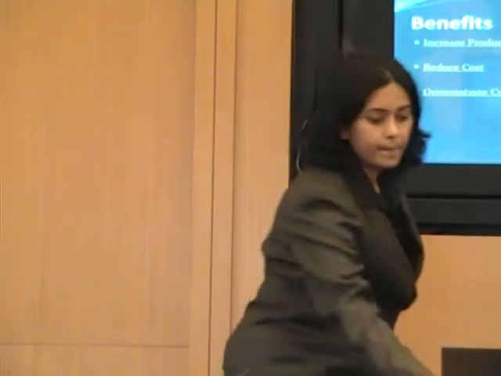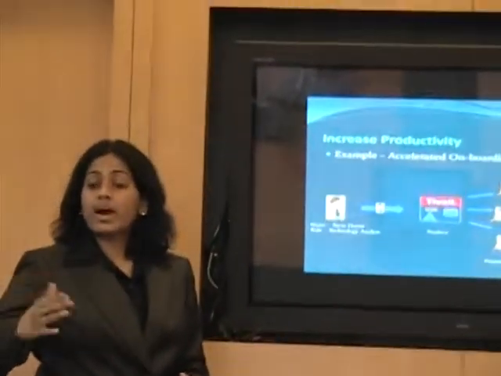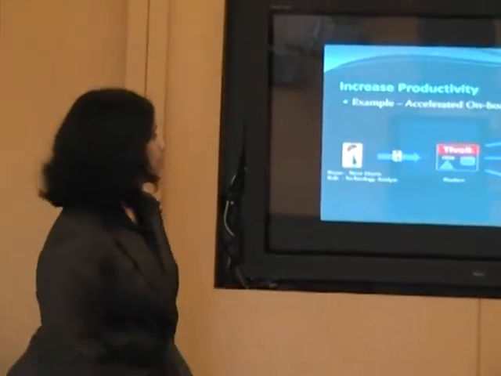So what do we achieve by doing all this? Increase your productivity, decrease your cost, demonstrate a high level of compliance. So how do we achieve each of these? Increase productivity. A very simple example. Any organization has an onboarding process. But how can you accelerate an onboarding process, thereby increasing your productivity?